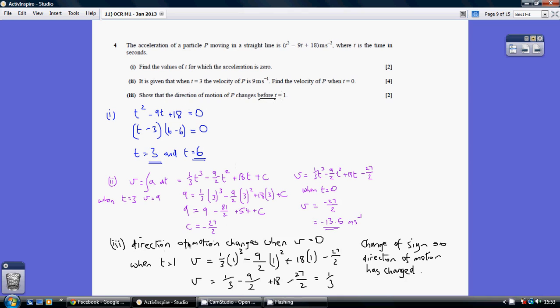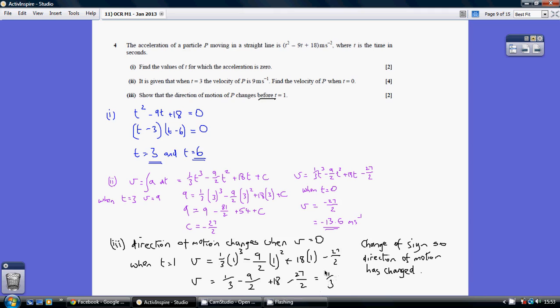Now remember, the direction of motion changes when v equals 0. So let's just go and see what happens when t equals 1. Substituting t into our velocity equation, the one we've just worked out, we see that when t equals 1, v is in fact plus a third.